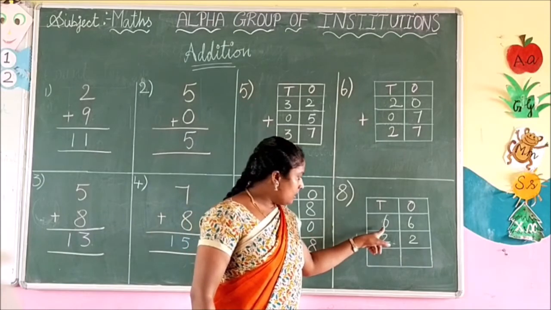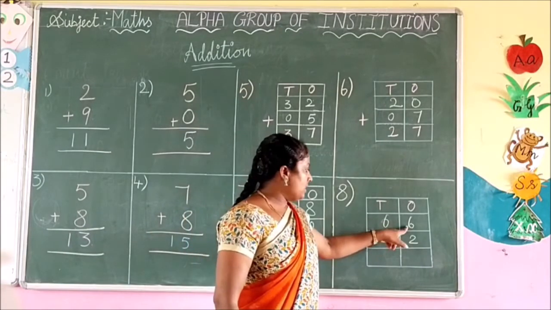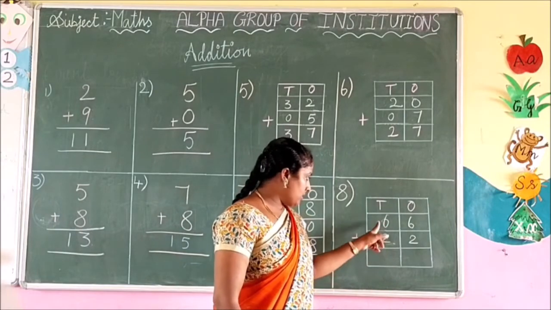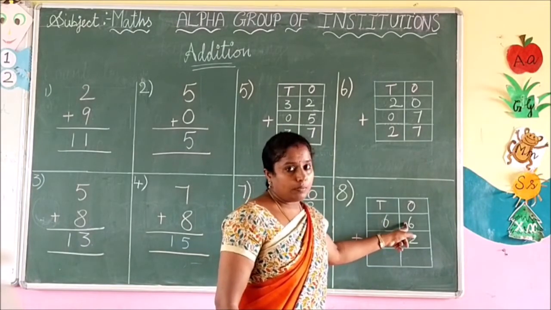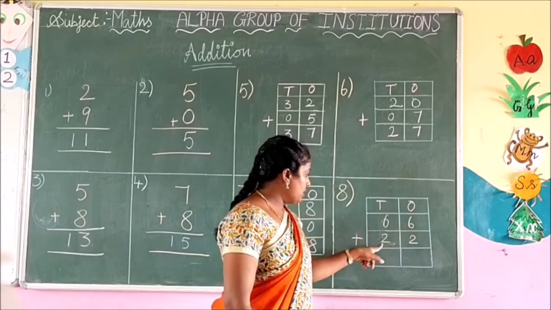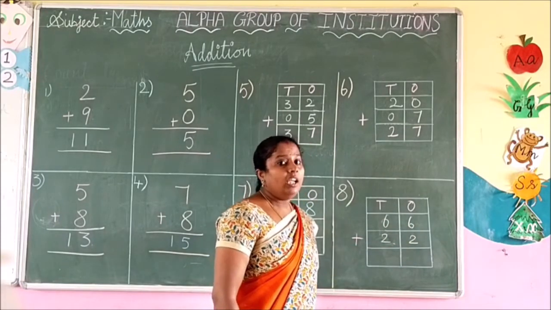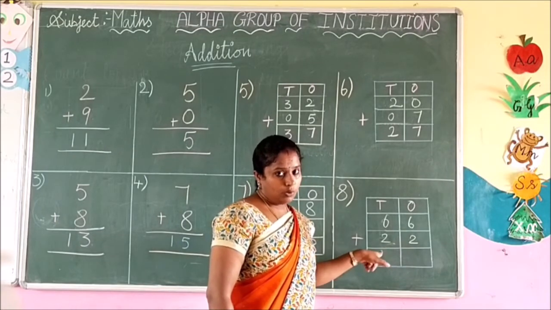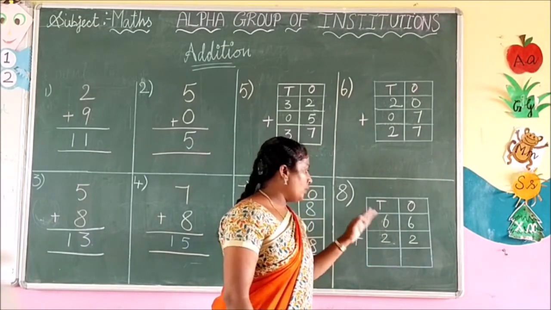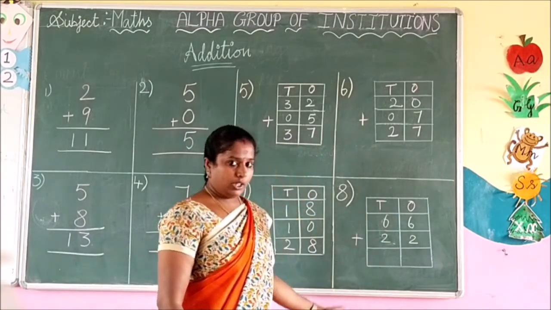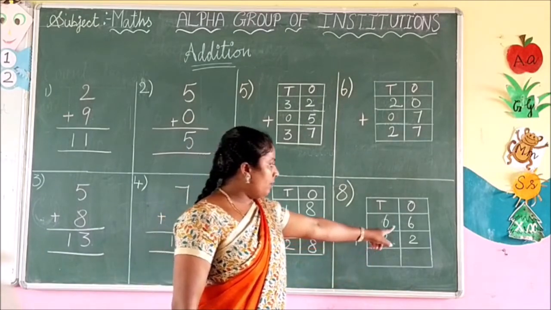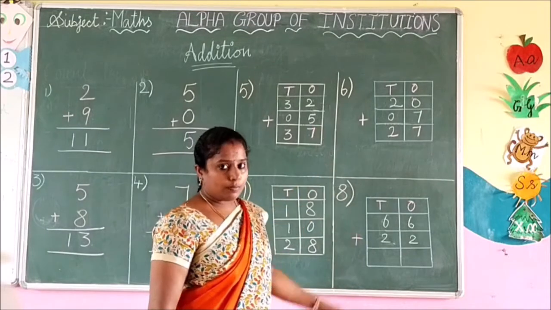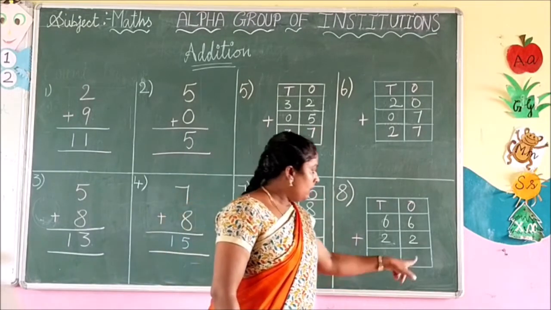Now next, what is this number? 6 and this is 6. 66. 6 is in tens place, 6 in ones place. And this is 2. 22. 2 is in tens place, one more 2 is in ones place. Now we have to add 66 plus 22. So first we have to start from ones place. Always we have to start from ones place. Keep that in mind. Okay.